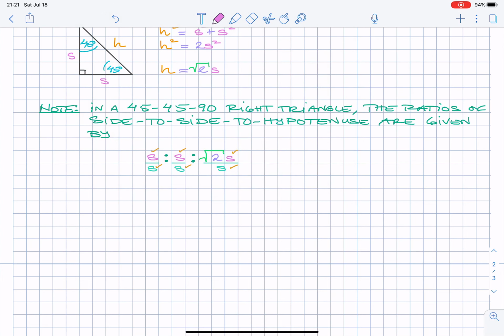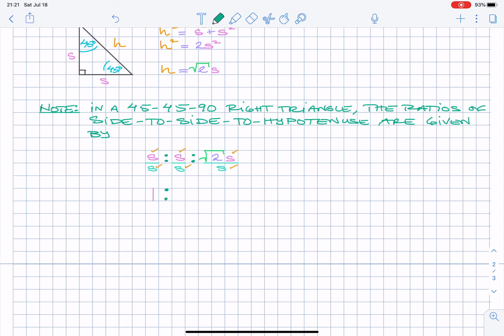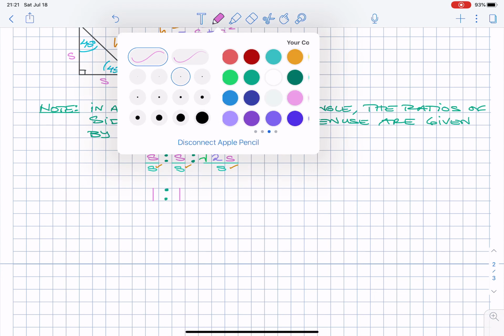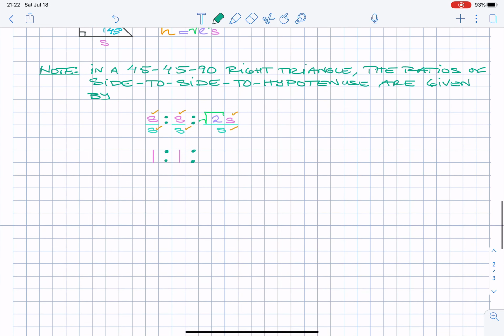So what I get then is S over S reduces to 1. So 1 to 1, of course, because S over S once again reduces to 1. To, oops, those are colons. To, well, I'll just have root 2. So I'm just going to write this as square root of 2. So these are the ratios. Let me put a box around these. These are the ratios in a 45-45-90 right triangle, and these represent side to hypotenuse.